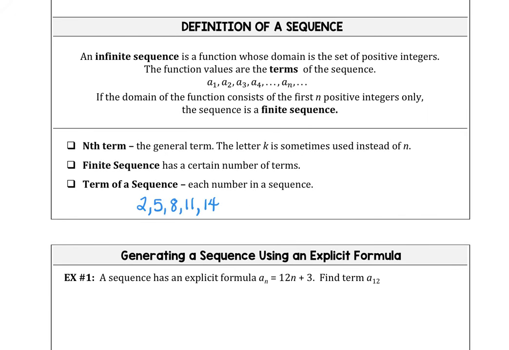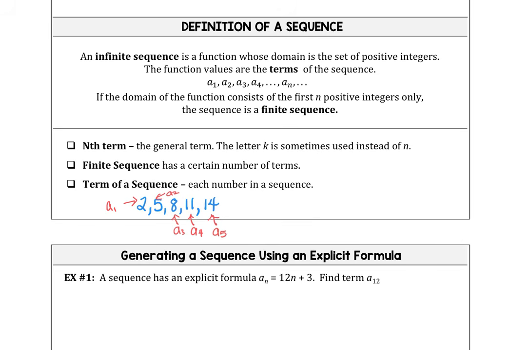Let's look at the definition of a sequence for a minute. Here I've got a list of numbers, 2, 5, 8, 11, 14. We call this a finite sequence because the domain is only 5 terms. 2 is our a sub 1 term. 5 is our a sub 2 term. 8 is the a sub 3 term. 11 is the 4th term, or a sub 4, and 14 is a sub 5.